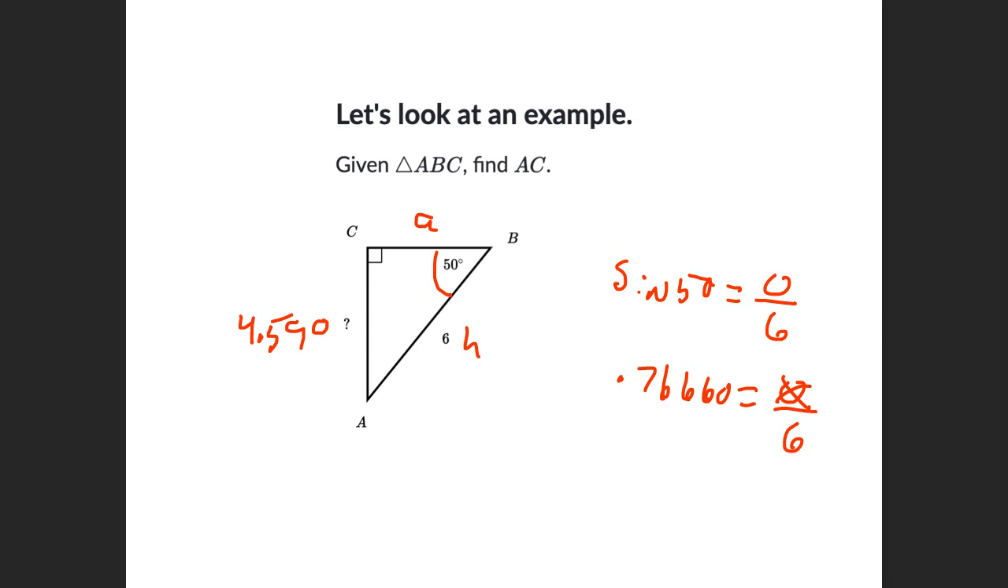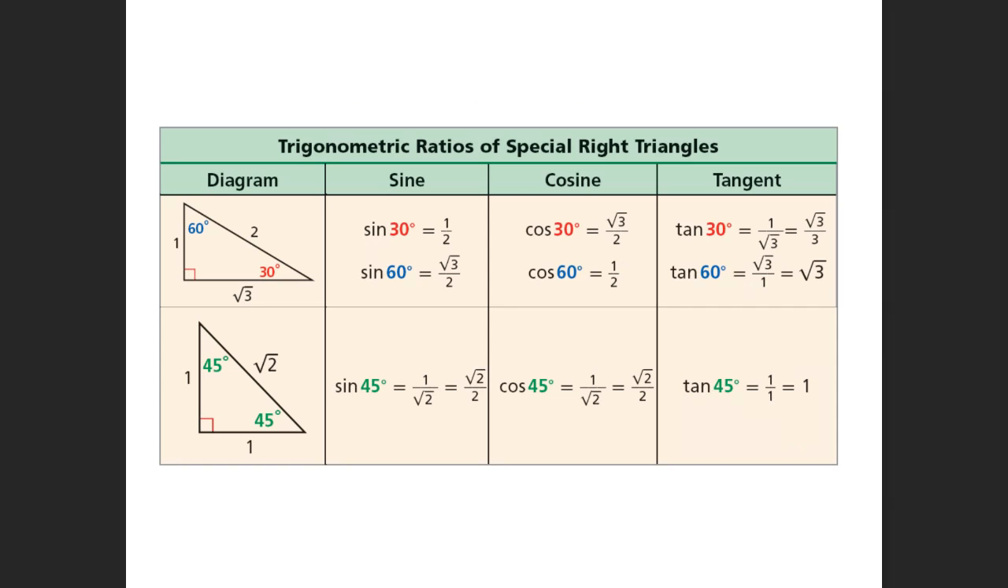To find missing sides, we're also going to be using what are called special triangles. There are 2 special triangles, a 30, 60, 90 degree triangle and a 45, 45, 90 degree triangle. These are pretty important. Make sure you memorize these, because it really is going to help out in the long run when you're doing these types of problems, okay?